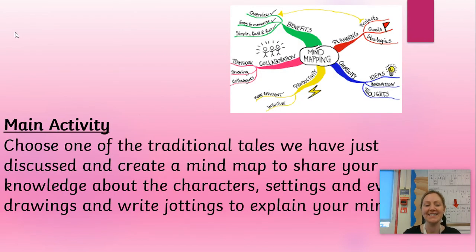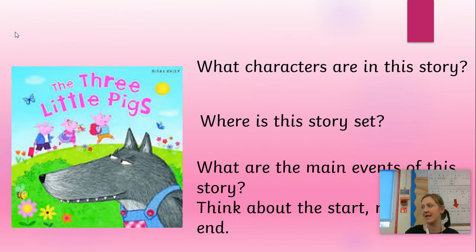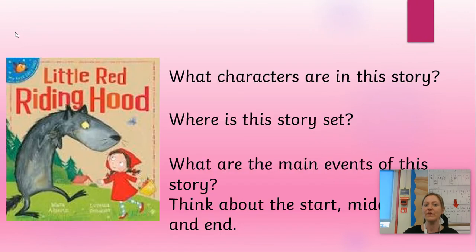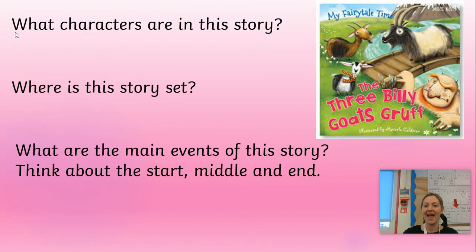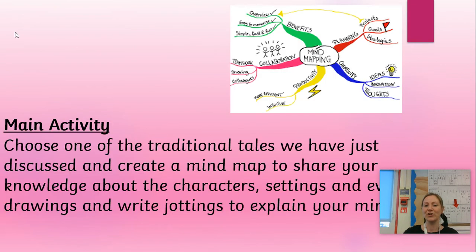Okay, so your main activity today. You are going to choose one of the traditional tales we have just discussed. So flicking back, we have talked about the 3 little pigs. We've talked about Little Red Riding Hood. And we've talked about the 3 billy goats gruff. So using one of those traditional tales, I would like you to create a mind map in your purple books to share your knowledge about the settings, characters, and events. Now you can do this by drawing pictures. You can write notes.